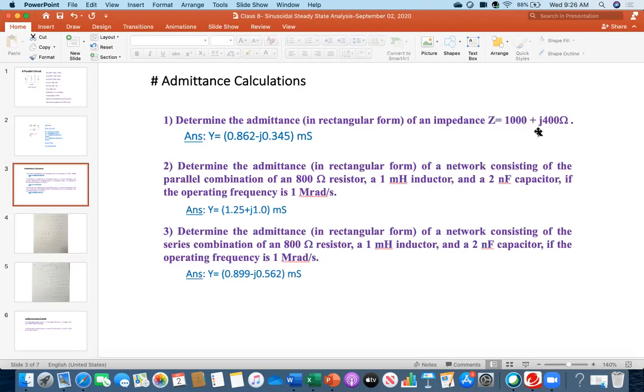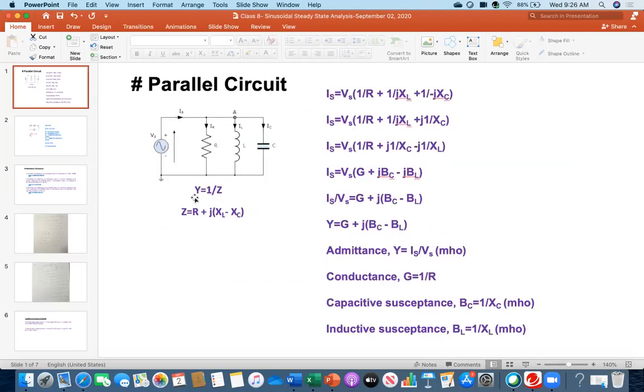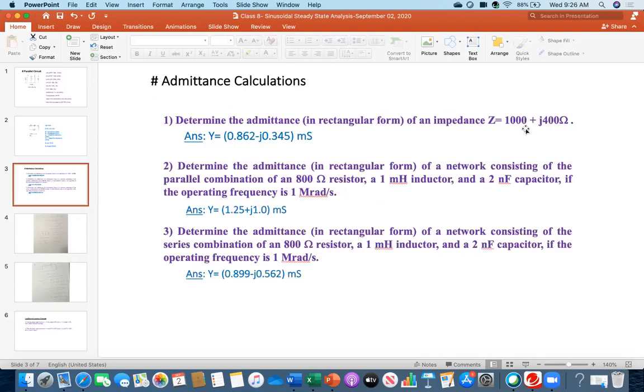Everybody, could you understand what to do? The impedance is given, this means Z. So how do we get the admittance? What did we learn today? Everybody look at this one. What is Y? Y is the admittance. Y is one over Z. Y is one over Z. Because Z is given, admittance means one over that.